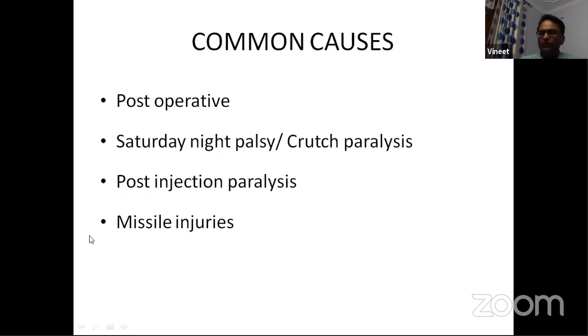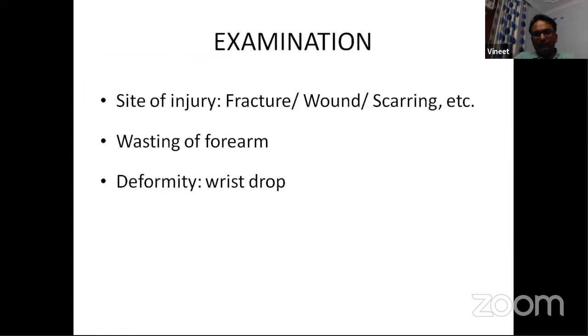I won't again dwell on the management or the prognosis of this injury. Coming straight to what I feel is important for a postgraduate student, that is the examination of a patient with radial nerve paralysis. Typically, while examining this patient, I would divide my examination into three parts.